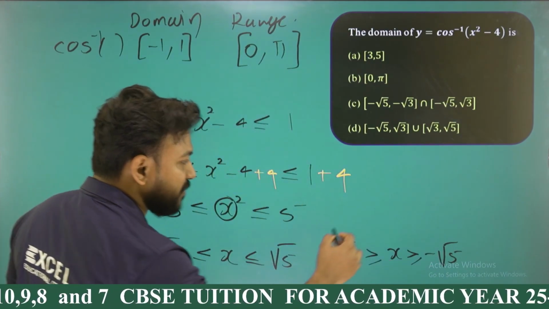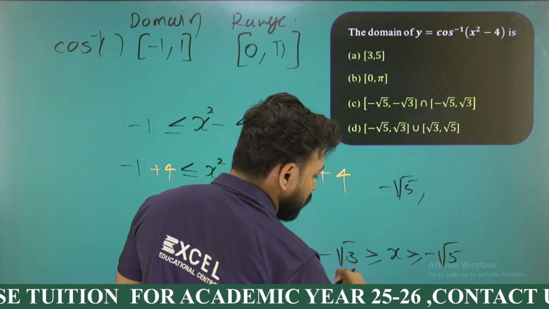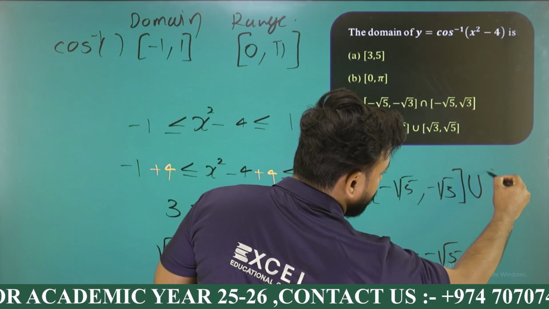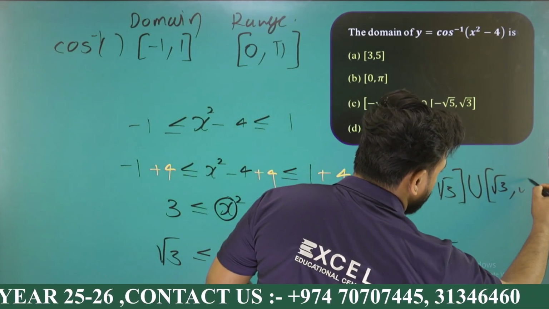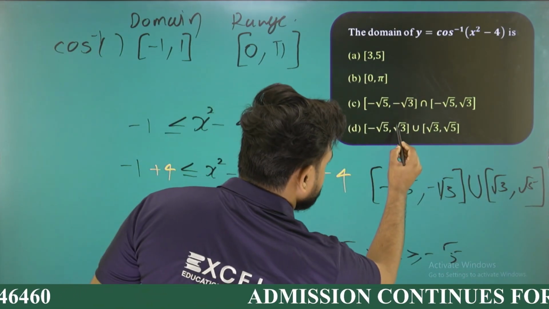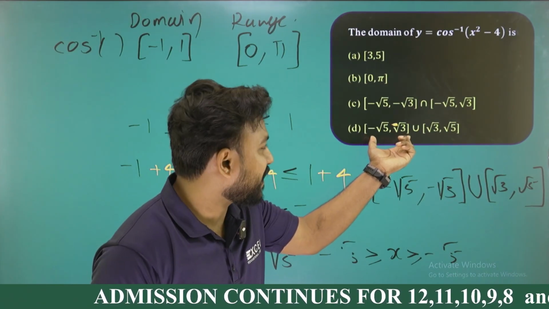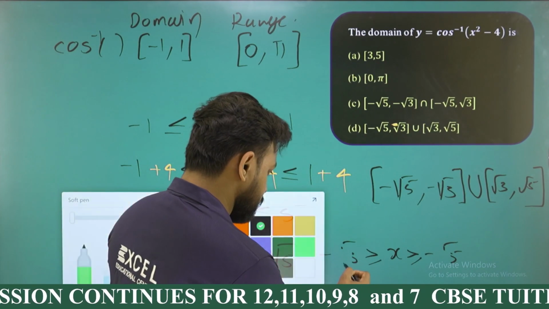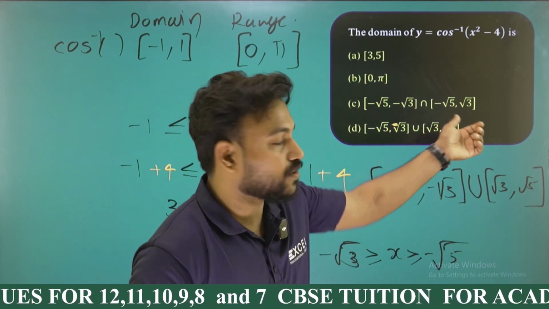So the final answer will be like what? Negative root 5 to negative root 3, closed interval, union. Here it is what? Root 3 to root 5. So listen, which option? But there should be a negative in front of it. So what is it? Closed interval minus root 5 to minus root 3. That is this interval. And union root 3 to root 5.